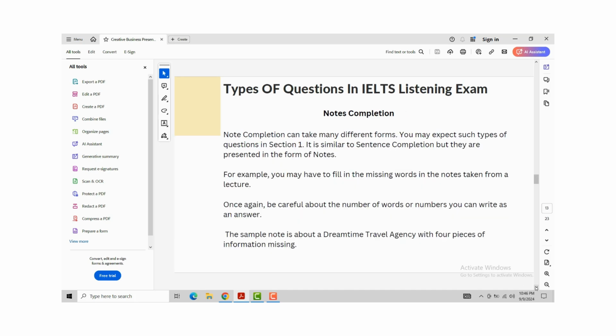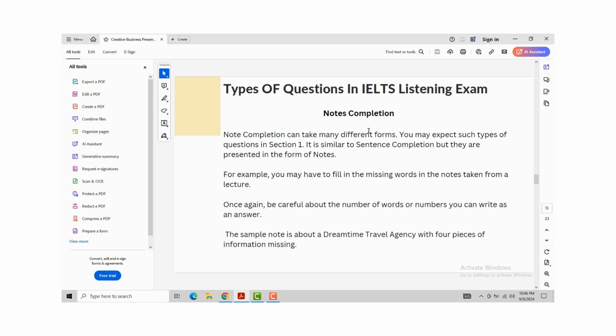Moving on to the next question type: note completion. Note completion can take many different forms. You may expect such questions in section 1. It is similar to sentence completion, but instead of individual questions, you have to provide the answers in the form of notes.